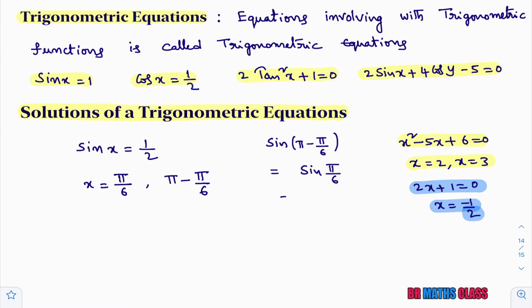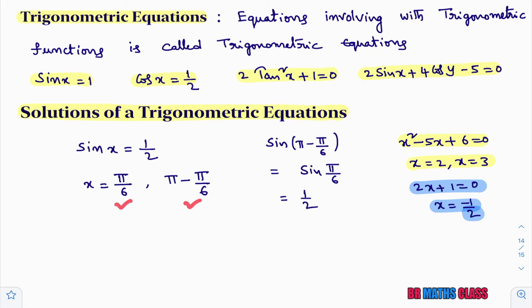Okay, sine pi by 6 means sine 30 degrees, na. So 1 by 2. So what you got, pi minus pi by 6 is a solution of the trigonometric equation sine x equal to 1 by 2. Like that, now I got a solution in first quadrant as well as second quadrant.